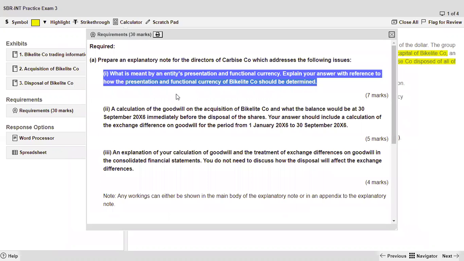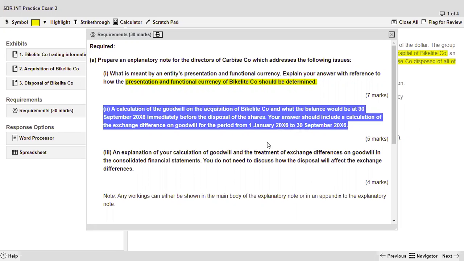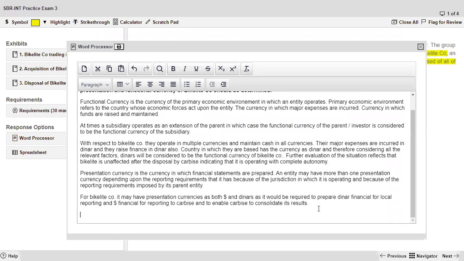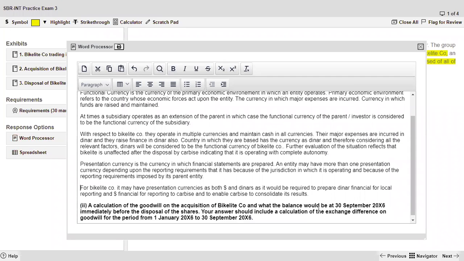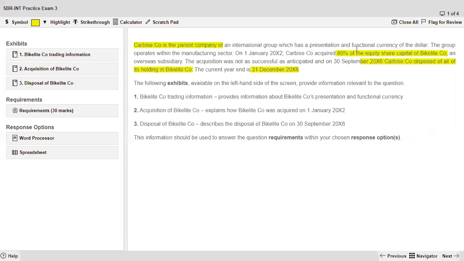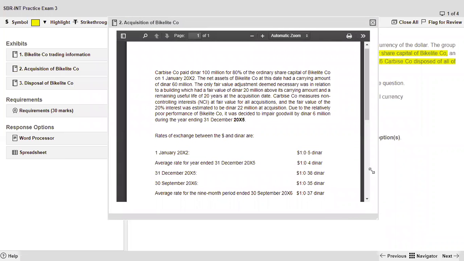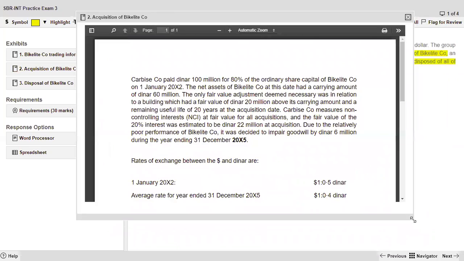Okay, let's talk about the next requirement. It says a calculation of the goodwill on the acquisition of Bikelite company and what the balance would be at 30th September 2006, immediately before the disposal of the shares. Your answer should include a calculation of the exchange difference on goodwill from period 1st January 2006 to 30th September 2006. Let's discuss it.